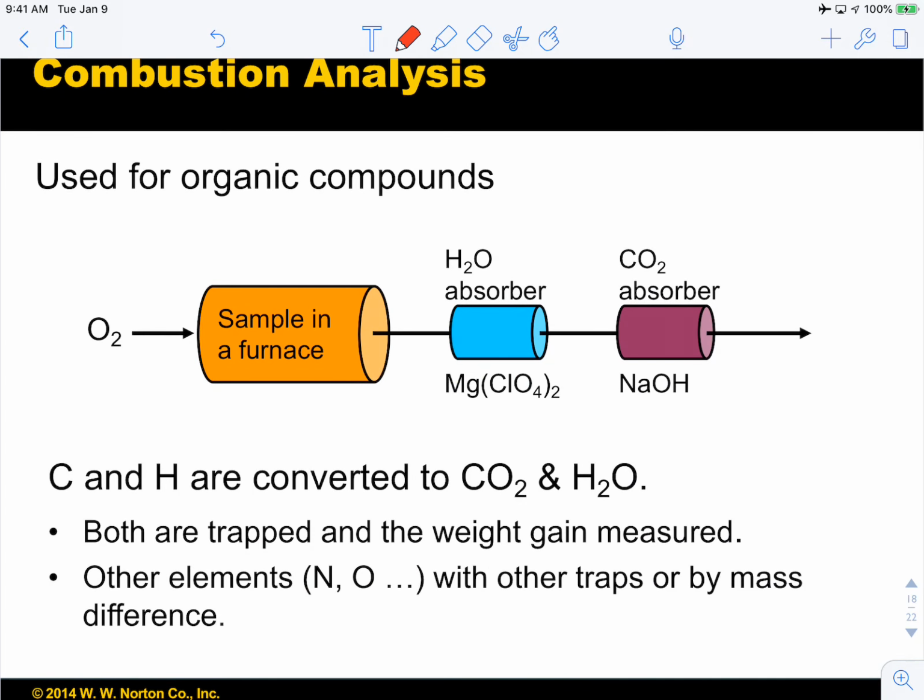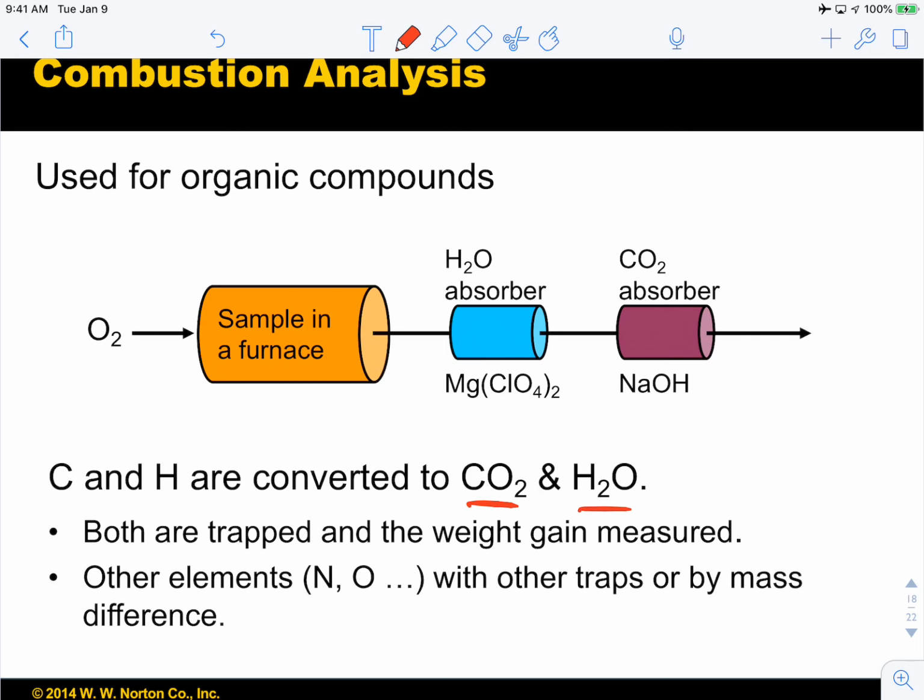So we're going to use this for organic compounds. And you'll see here, here's my sample going to be burned in the furnace. Here's my H2O and CO2 absorber. The carbon and hydrogen are converted to CO2 and water. Both are trapped, and the weight gain is measured.